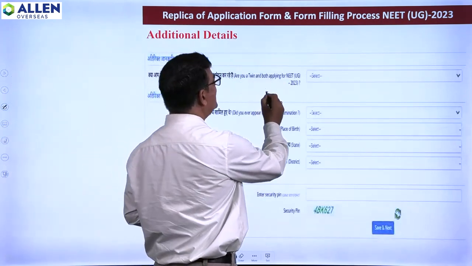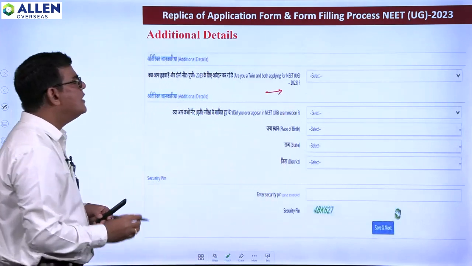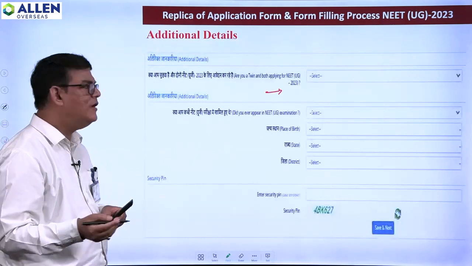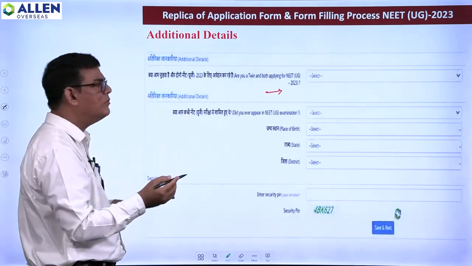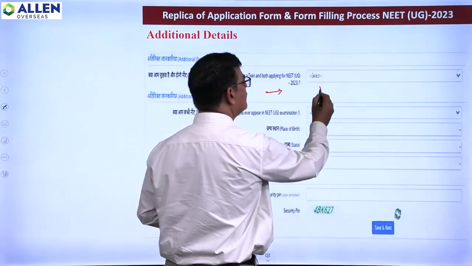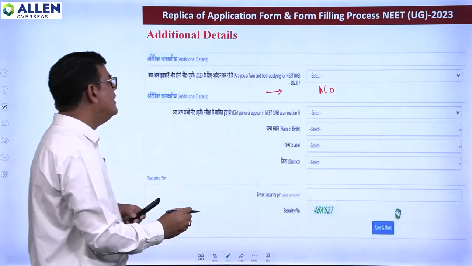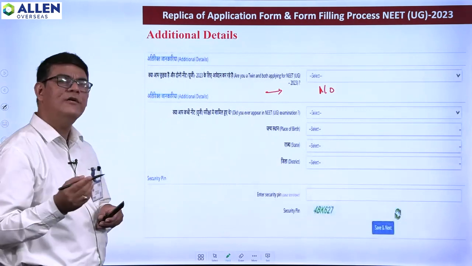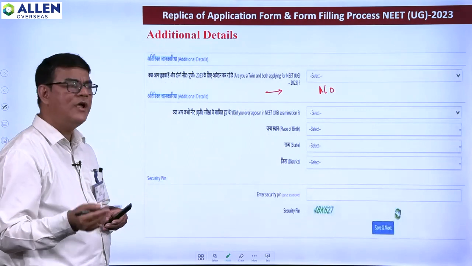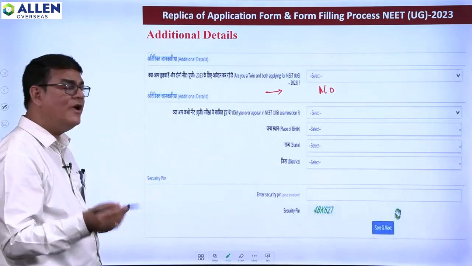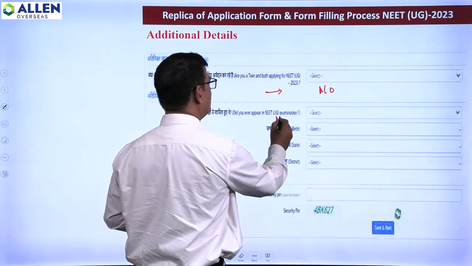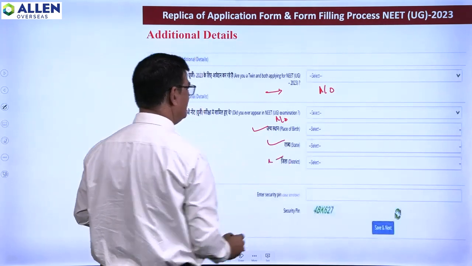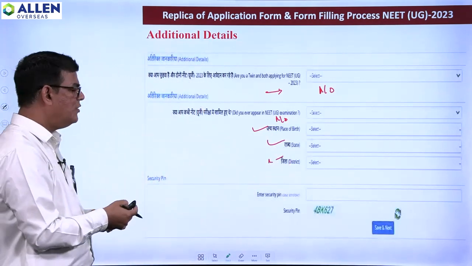This time, for the first time, they have included twins. In case you are having a twin brother or sister and both are applying for NEET, then you have to submit their details also. Otherwise, choose no. Then again, they are asking, did you ever appear in the NEET-UG examination? In case you have appeared one time, then write two times, or in case you have not appeared yet, then write no. Place of birth, state and district. Then again, insert a security pin.